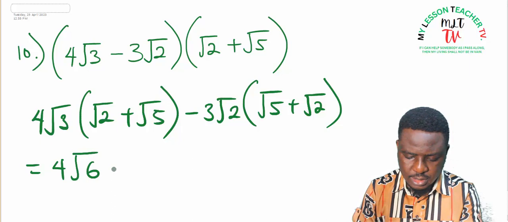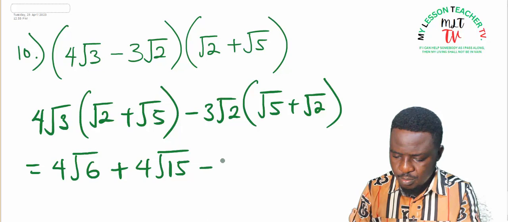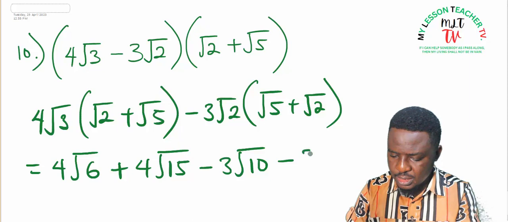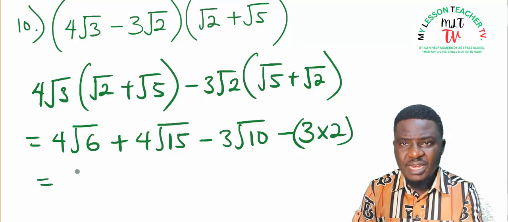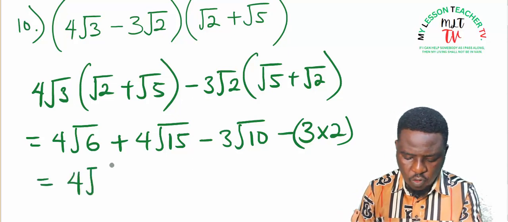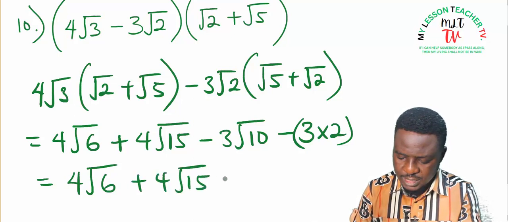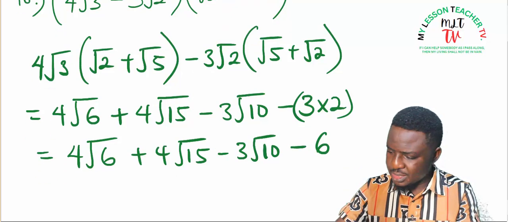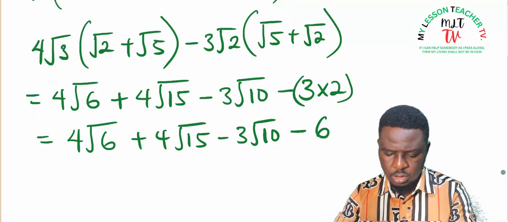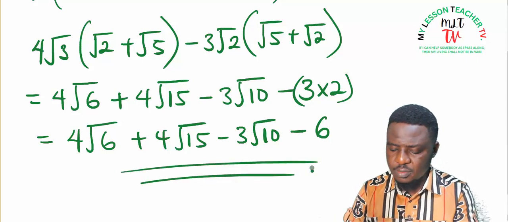So this is equal to 4 root 6 plus 4 root 15 minus 3 root 10 minus 3 times 2. So when you simplify this further, you arrive at 4 root 6 plus 4 root 15 minus 3 root 10 minus 6. And from all indication, this is said to be in their basic forms, and this gives us our answer.